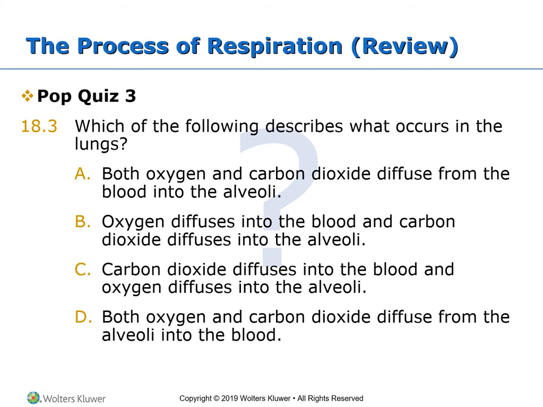Which of the following describes what occurs in the lungs? A. Both oxygen and carbon dioxide diffuse from the blood into the alveoli. B. Oxygen diffuses into the blood and carbon dioxide diffuses into the alveoli. C. Carbon dioxide diffuses into the blood and oxygen diffuses into the alveoli. Or D, both oxygen and carbon dioxide diffuse from the alveoli into the blood.